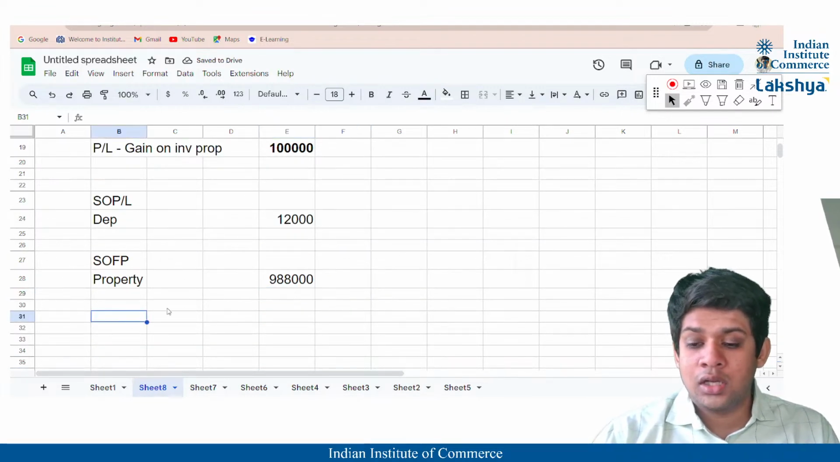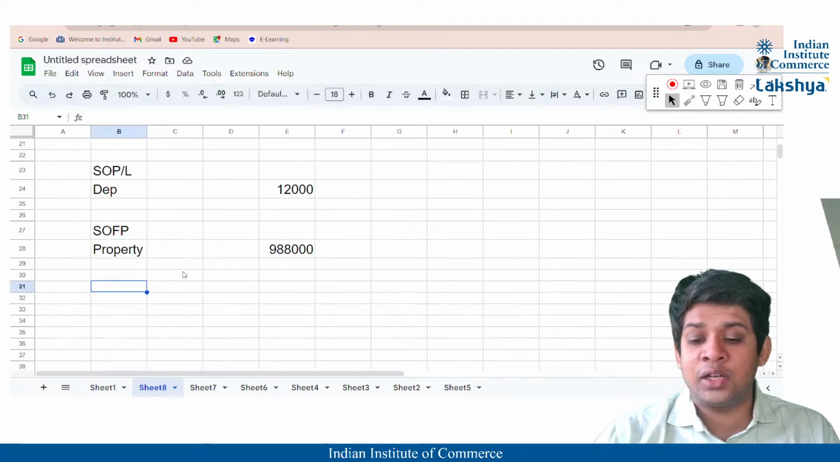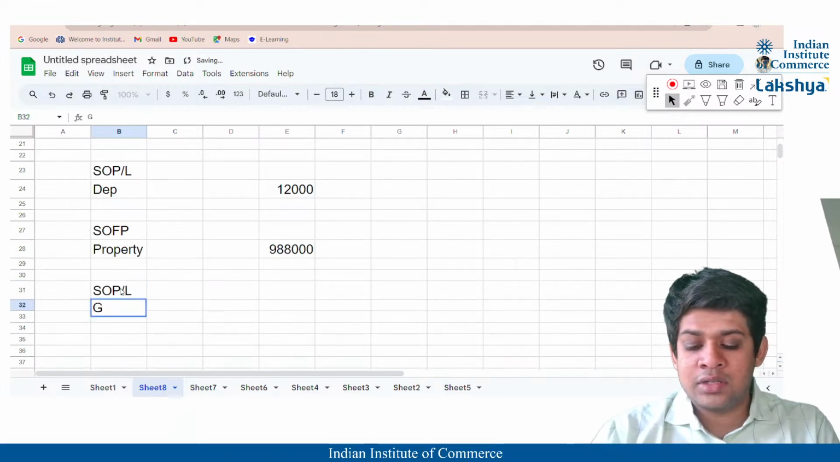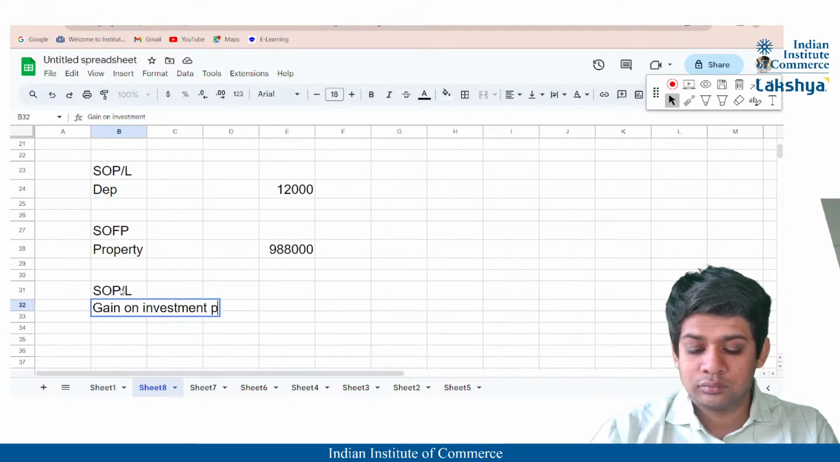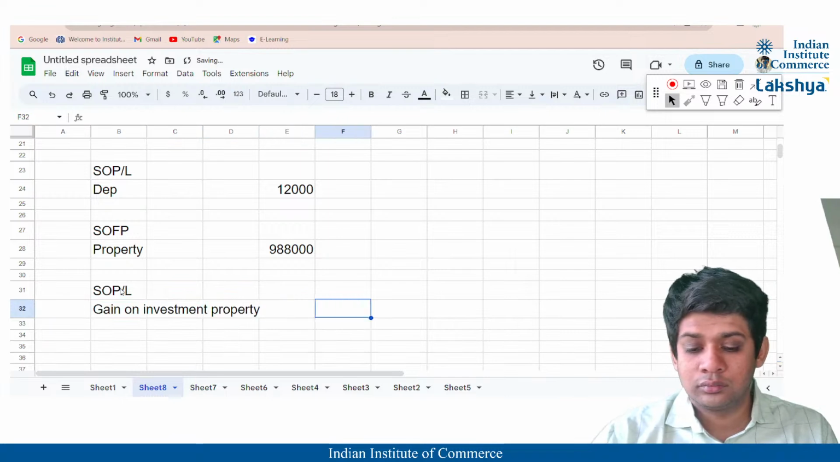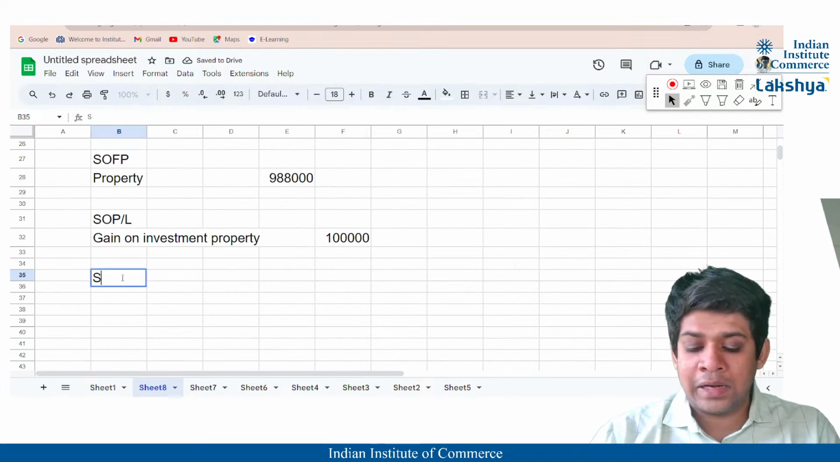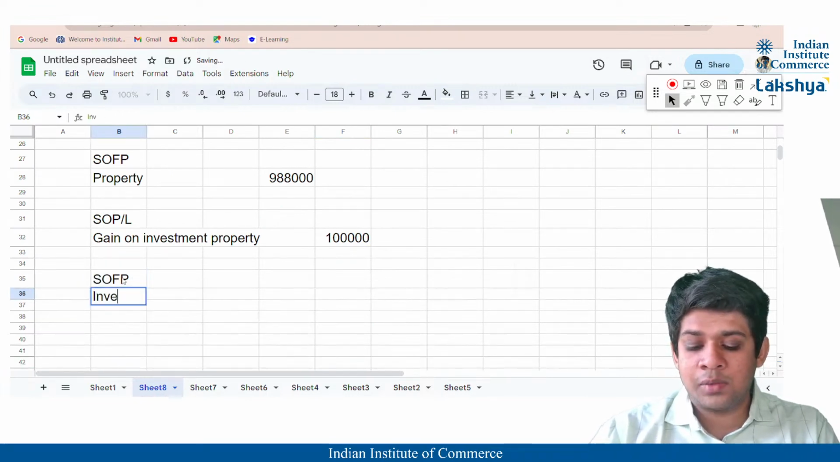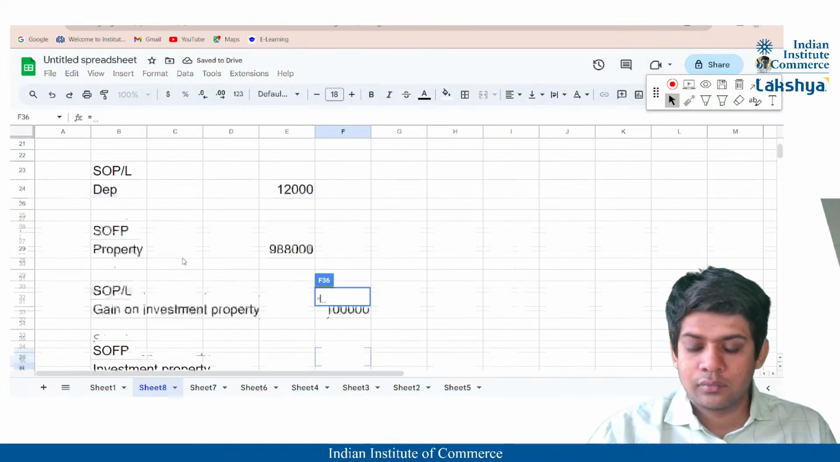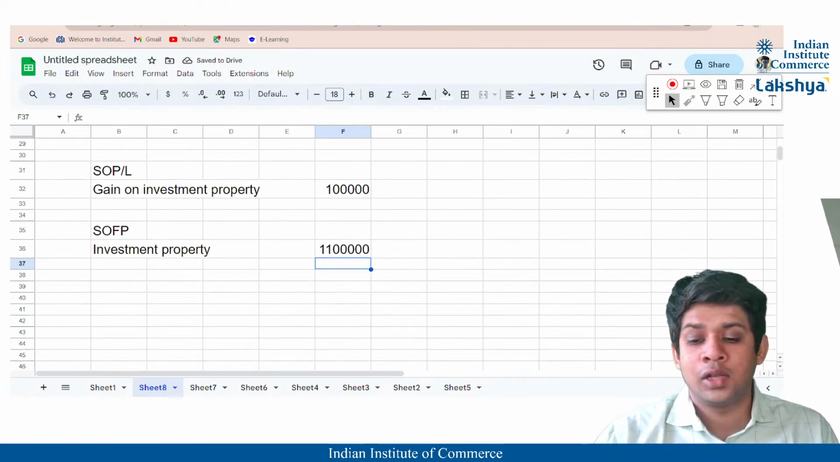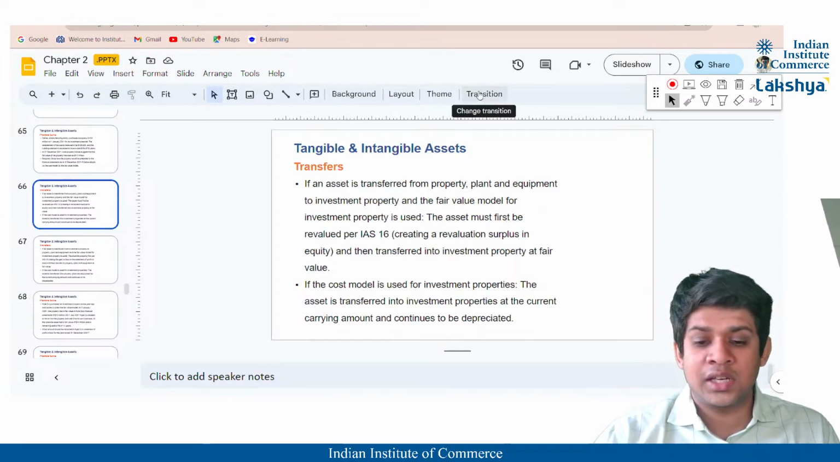And if I prepared the financial statements for the fair value model, there will technically be statement of profit or loss, wherein I will state gain on investment property. That will be of 1 lakh. And in the statement of financial position, I will hold my investment property at 11 lakh, which is its new fair value at the year end. Okay. So I hope this concept is clear to everyone.